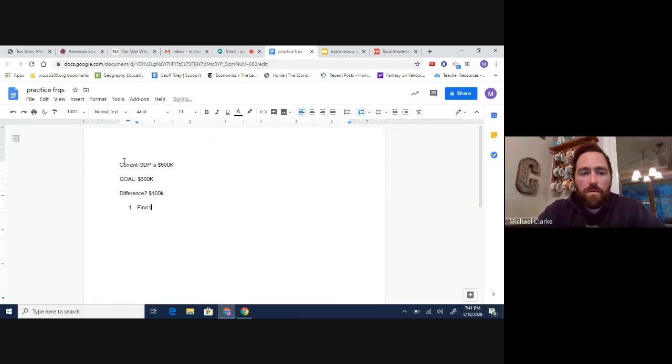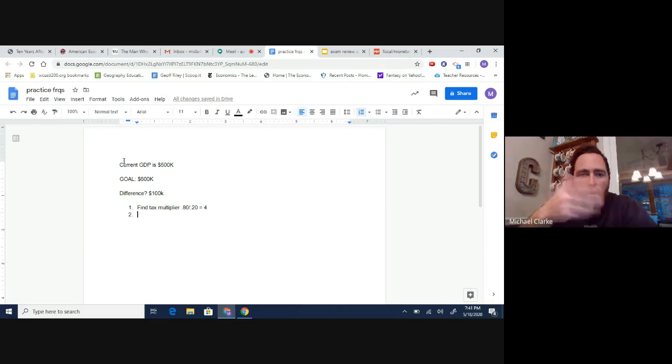Number 1, find the tax multiplier. Okay, so if MPC is 0.80, that means the MPS is 0.20. 0.8 divided by 0.2, 4. Remember, you can use a calculator on this exam. For stuff like this, you might have to show your work, though, so keep that in mind. Show your calculations.